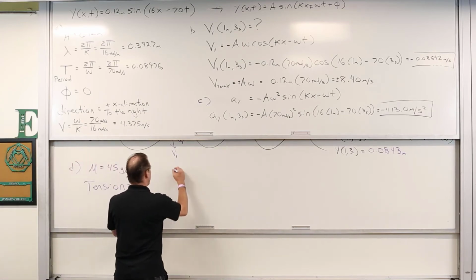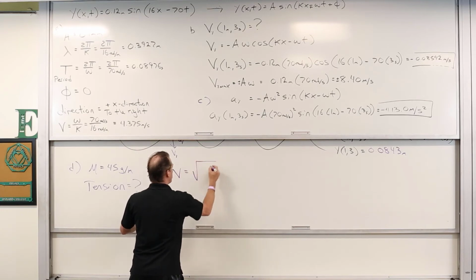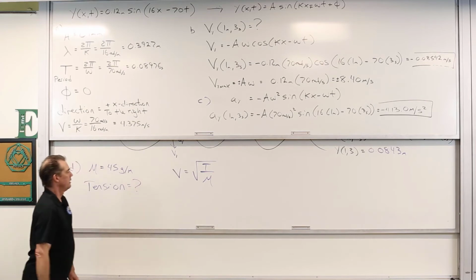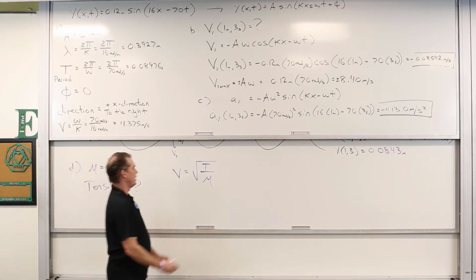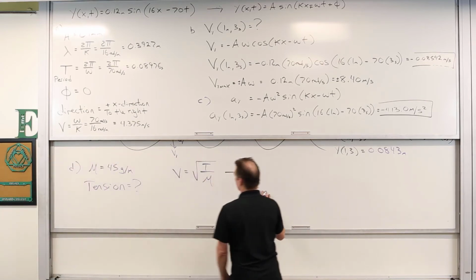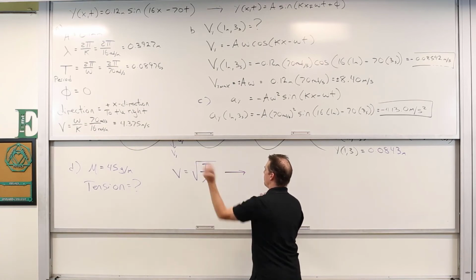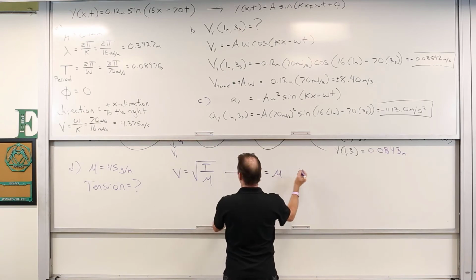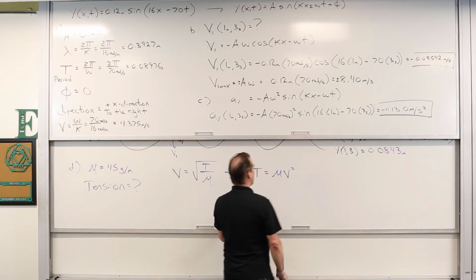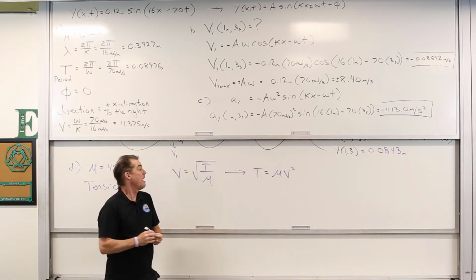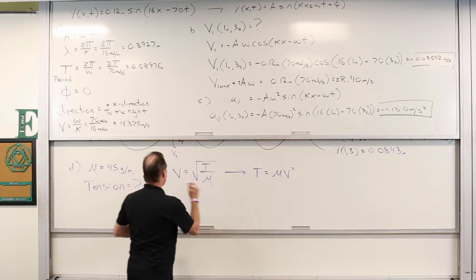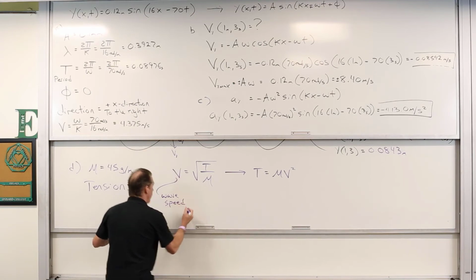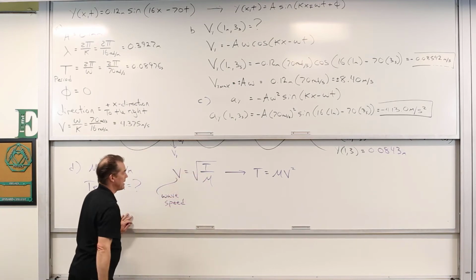Well, we note that the wave speed is equal to the square root of the tension divided by the linear mass density. So we could just go ahead and solve this for the tension. We'll square both sides, multiply both sides by mu, and we've got the tension is equal to mu times v squared. Which v are we talking about here? This is the wave speed. This is the tension, this is the linear mass density.